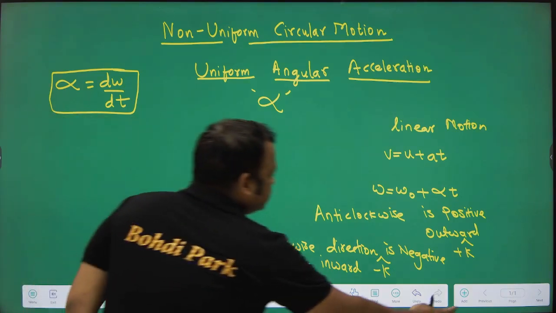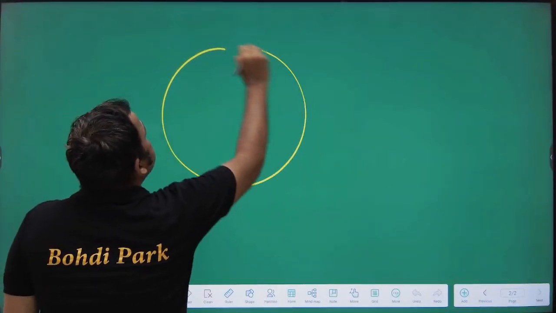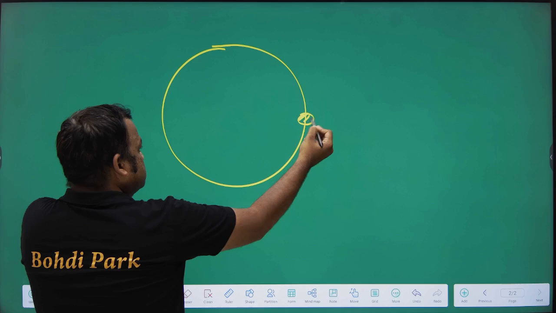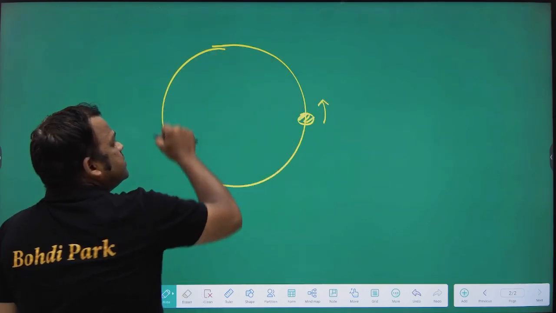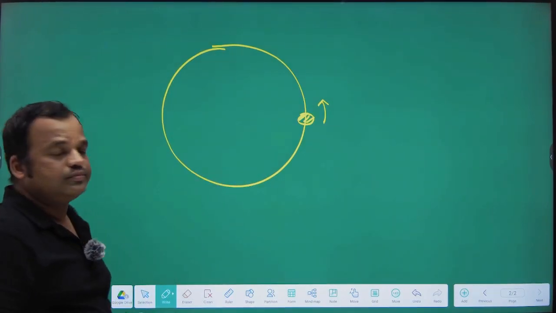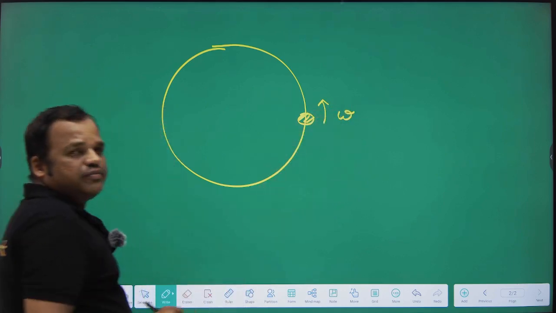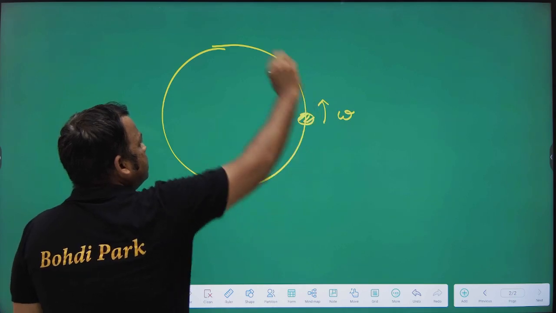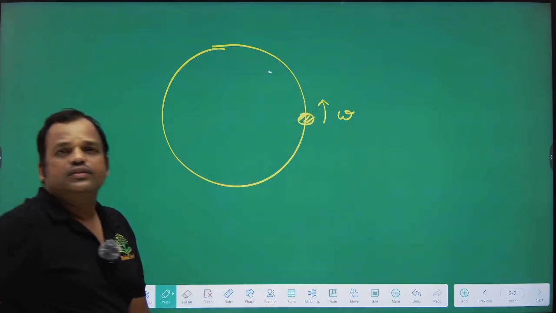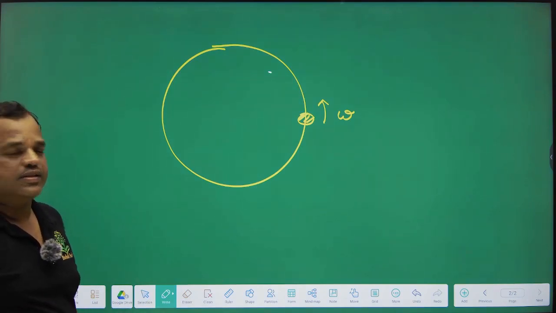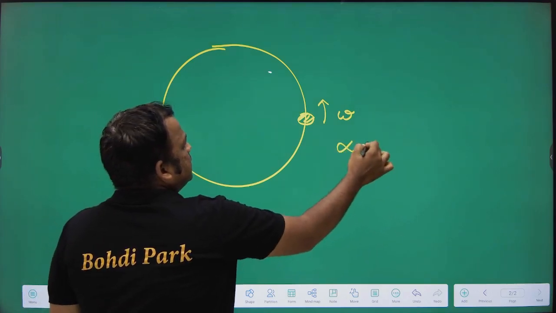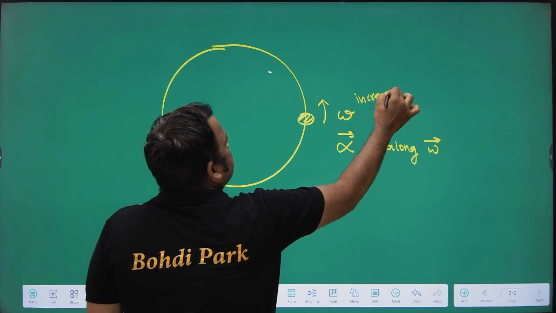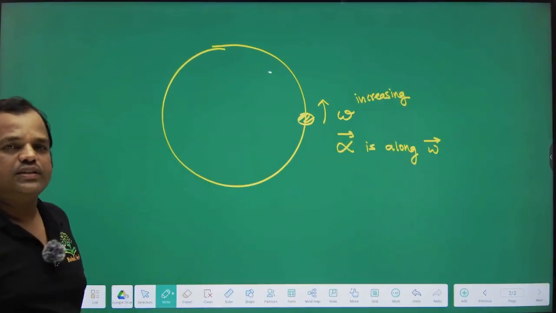So suppose in a circular motion, the particle is going anti-clockwise. So the angular velocity is anti-clockwise, so that is outward. If it is increasing with time, so initially the particle is slow, now it is increasing, angular speed increasing like that. Omega is anti-clockwise and increasing with time, so we will say the angular acceleration is along omega.